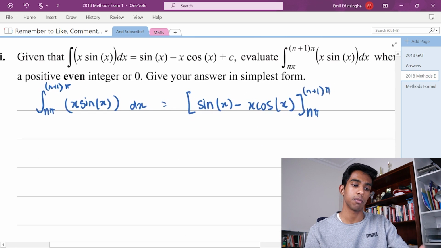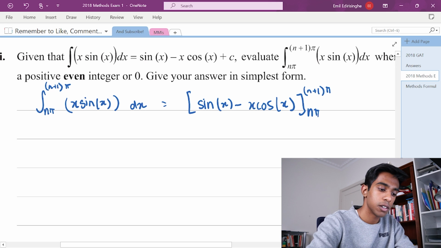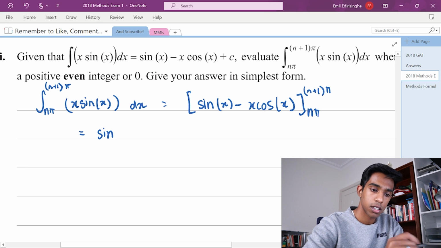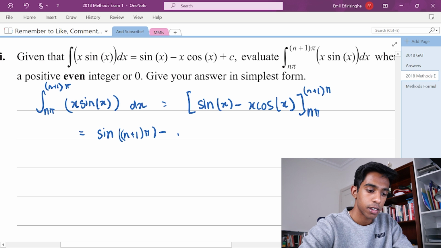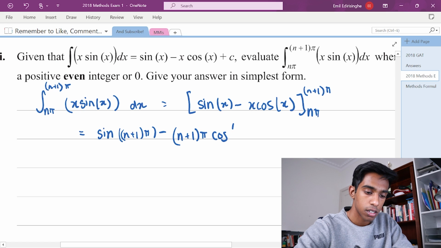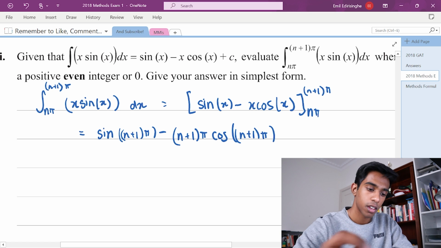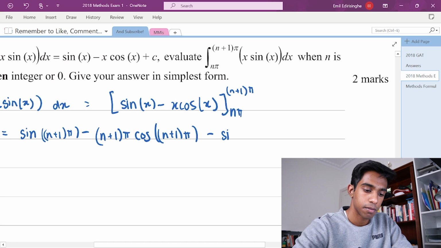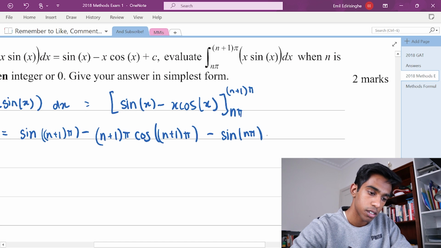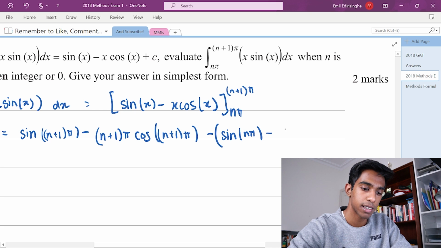Then I'm just going to sub these numbers in. So you get equals sine (n plus 1) pi minus (n plus 1) pi cos (n plus 1) pi, and then minus, all in brackets, sine n pi minus n pi cos n pi.